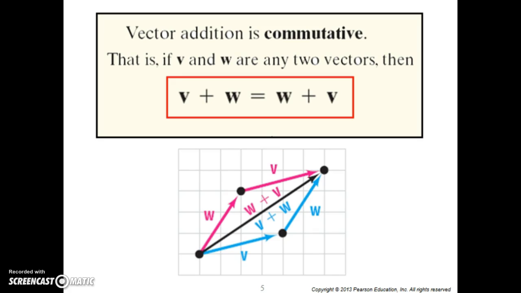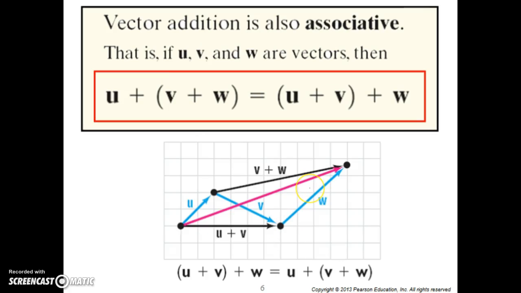So here's an example. Vector addition is commutative. It doesn't matter whether you add V and W or W and V together. Do you see that? You'll get the same thing. It's also associative. You'll find that vectors follow all the same basic rules of algebra, so they're actually pretty easy to work with.